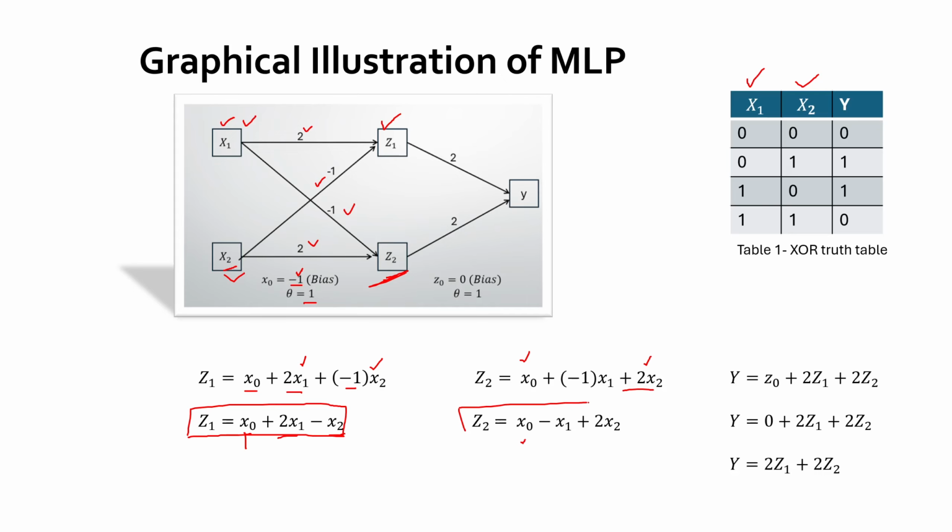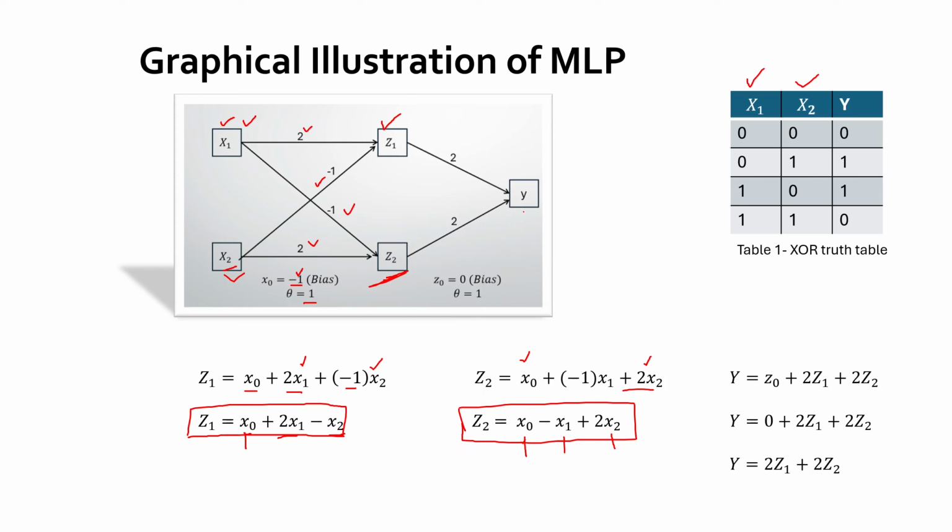Okay, so with this equation we will be calculating the weighted summation at the neuron z2, where we will put simply the values of x1 and x2, the first and second inputs, and x0 is the bias, which is constant at -1.